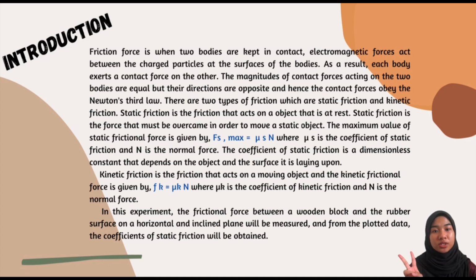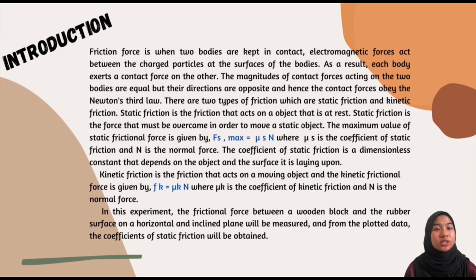There are two types of friction, which are static friction and kinetic friction. Static friction is the friction that acts on an object that is at rest. Static friction is the force that must be overcome in order to move a static object. The maximum value of static friction force is given by Fs max equals mu_s N, where mu_s is the coefficient of static friction and N is the normal force. The coefficient of static friction is a dimensionless constant that depends on the object and the surface it is lying upon.